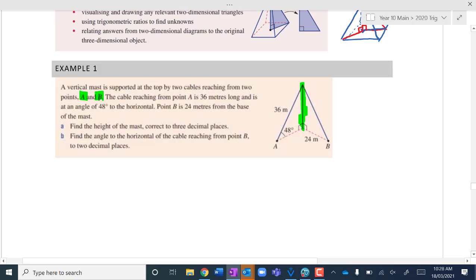So they go out to A and they go out to B. It says that, and thankfully we've been given a diagram. You might not be given a diagram. Point A is 36 meters long and is at an angle of 48 degrees to the horizontal. What else could we call that? That would be the angle of elevation. Yeah? So we could also ask for that angle of elevation. Point B likewise is 24 meters from the base of the mast. Okay, we don't know a couple of things there. Now it says here, find the height of the mast.